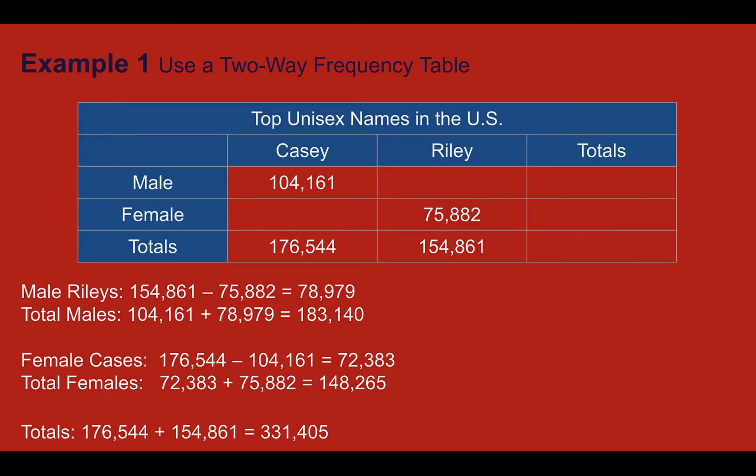So let's start filling things in. For the male Rileys, so I'm trying to find out male Rileys. I know that this number here that I'm missing plus 75 has to equal 154. So if I go backwards and subtract, I can end up with male Rileys is 78,979. Now that I know that number, I can figure out the total number of males by adding across.